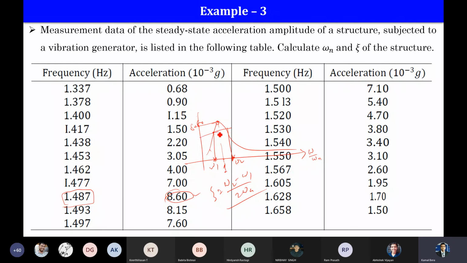After coming down to 1 by root 2, the amplitude value may fall in between, so you have to find the corresponding frequency through linear interpolation. Let's say it comes out as 7.3, then you interpolate between these. Another one, let's say it comes out between 8.15 and 7.60, so you interpolate between these two frequencies to get omega 2. Understood?